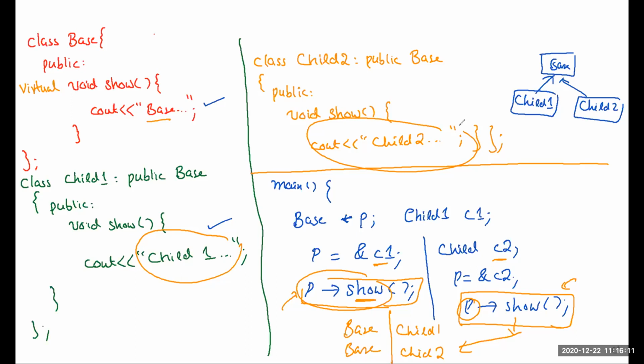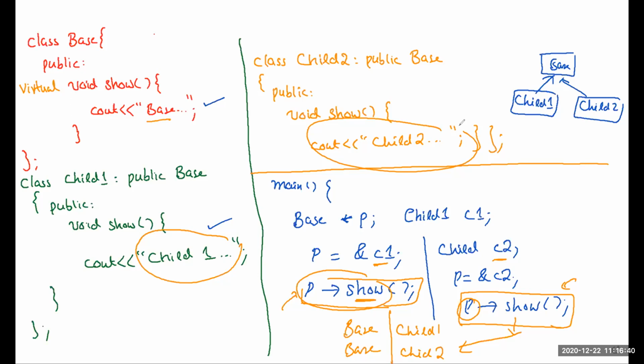Virtual is a keyword in C++ as well as in Java. So when you want to do polymorphism, you make a function in the parent class, and you make it virtual by adding the keyword virtual with it. This is the first thing you will do. Then you will override that function in each of the child classes. We have two child classes, so I'm overriding the show function in child class 1 as well as child class 2.